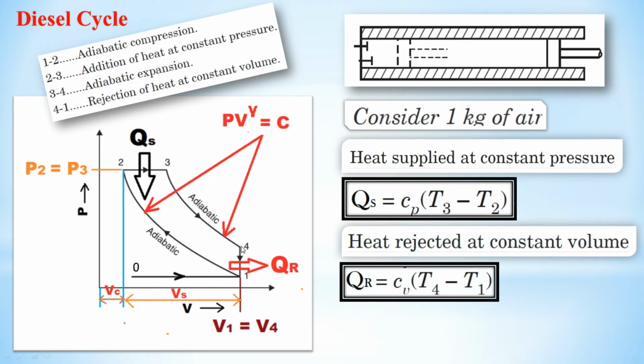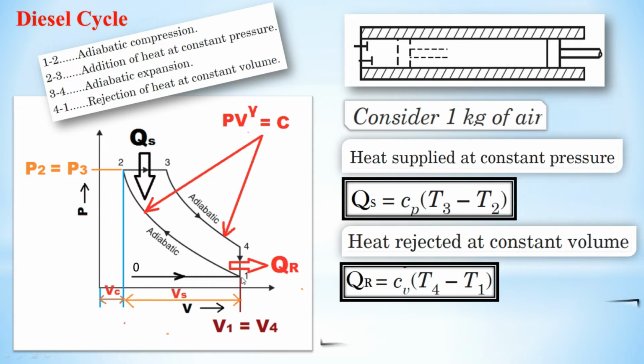Similarly, the heat rejection is represented by the 4 to 1 process, and it is a constant volume process. So in the constant volume process, we consider Cv, the specific heat at constant volume. The 4 to 1 process is heat rejection at constant volume, so QR equals m Cv delta T, but m equals 1, and we consider Cv because it is constant volume, V1 equals V4, and the temperature difference is T4 minus T1.